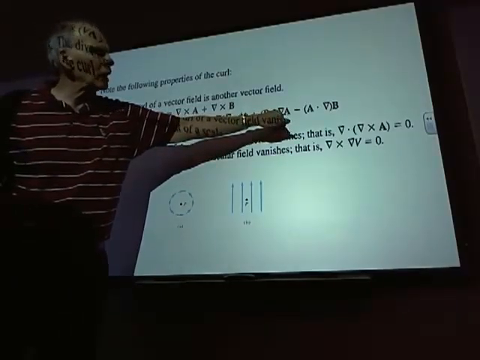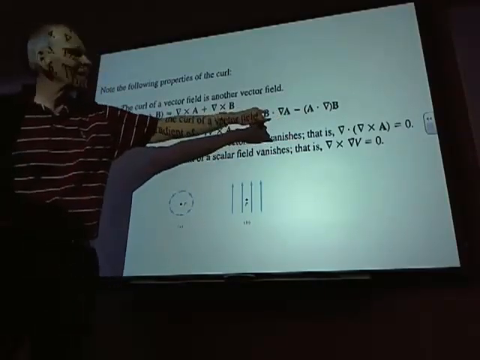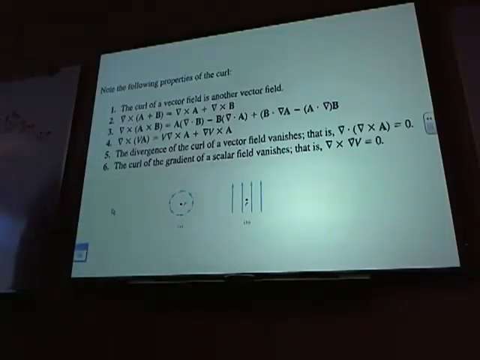This is going to take the gradient of A, okay? So you're going to take your A vector and take its gradient here, and then you're going to dot it with B. So you're actually just taking each one of these terms and adding them together.